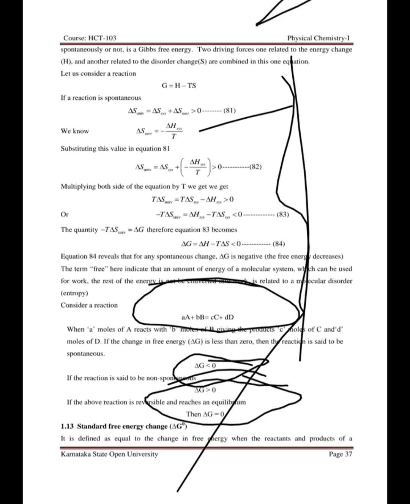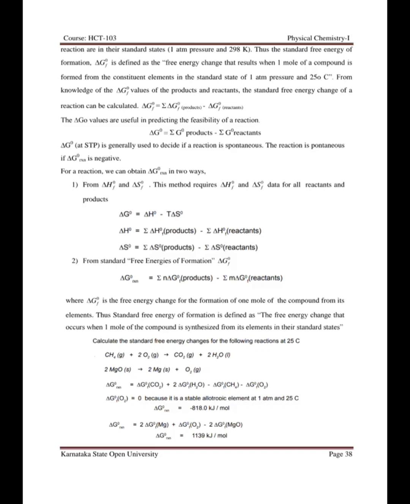Next, standard free energy changes. It is defined as the change in free energy with the reactant. So we are going to study the standard free energy with delta G naught, which is the initial free energy. This delta G naught is the free energy change that results when 1 mole of compound is formed from the constituent elements in the standard state.